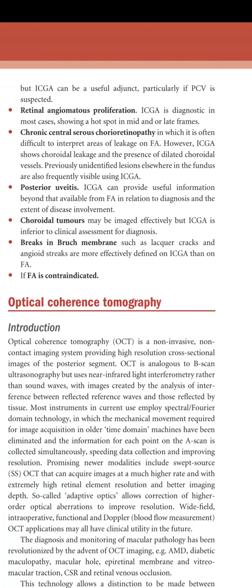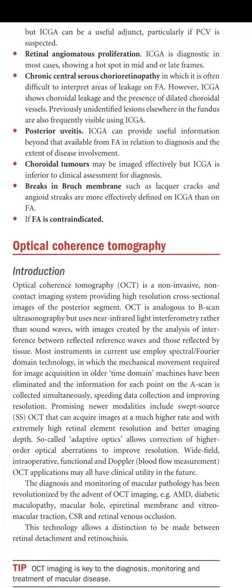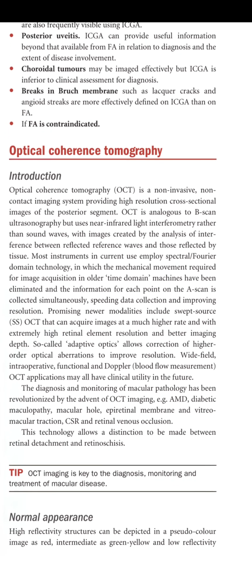Posterior uveitis: ICGA can provide useful information beyond that available from the FA in relation to diagnosis and the extent of disease involvement. Choroidal tumors may be imaged effectively, but ICGA is inferior to clinical assessment for diagnosis. Breaks in Bruch membrane such as lacquer cracks and angioid streaks are more effectively defined on ICGA than on FA, and it is used if FA is contraindicated. So these are all indications for indocyanine green angiography.